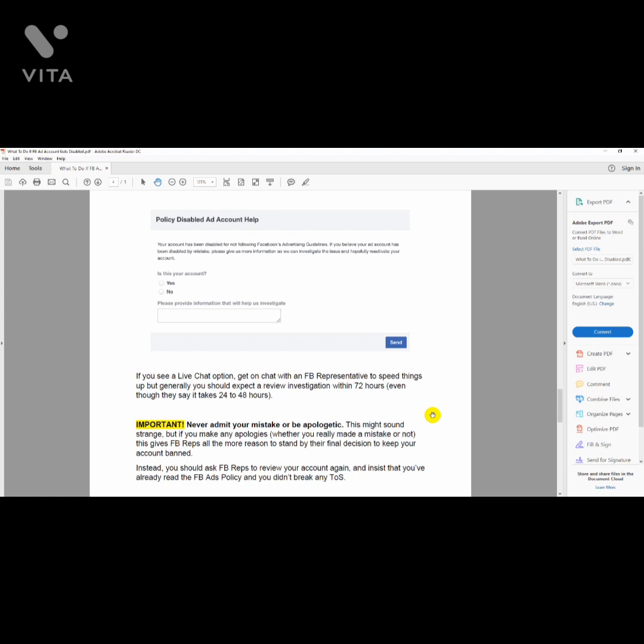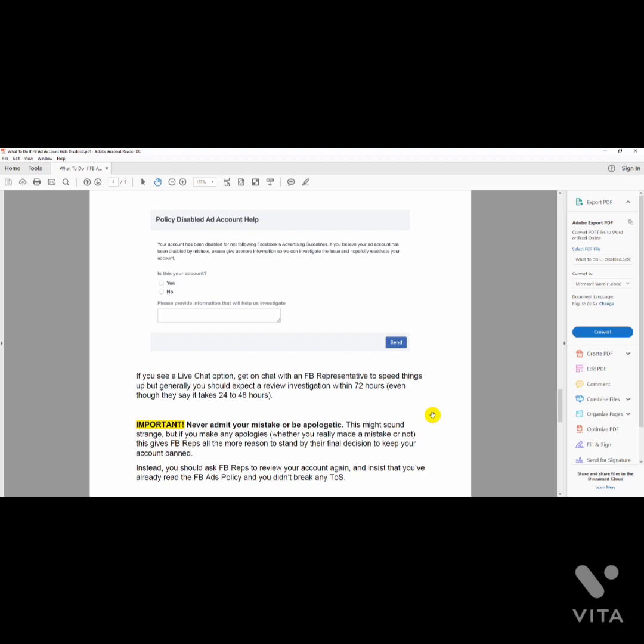Instead, you want to word your appeal that you have read the ads policy, and make sure you do, by the way, all right, so you know what you're talking about. You are compliant with all the ads policy, and you didn't do anything wrong. So please review and reinstate my account. That should be the way you word your appeal, okay? Now, if you didn't do anything wrong and everything should be fine, you will have your account back.